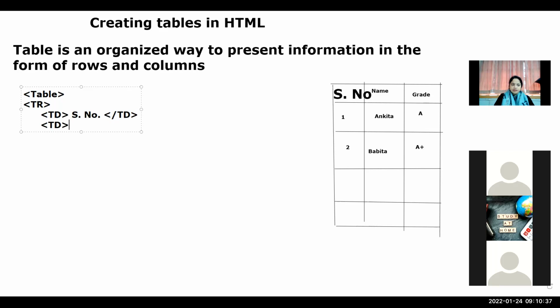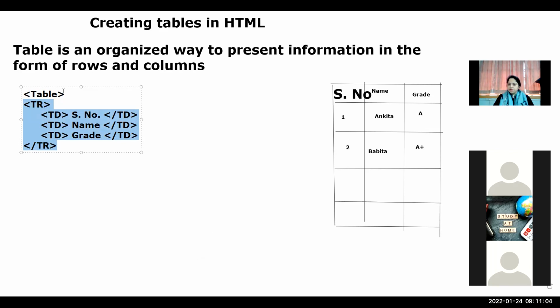TD name, then close the td tag, then again td grade. Now close the td tag. This is your first row. Now when I finish my first row, I will close the tr tag. This is the coding for only one row. For each row, you will do this coding.